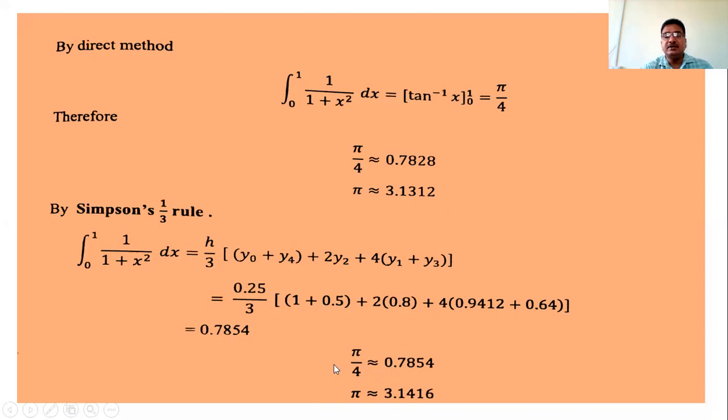If you find this answer by using Simpson's 1/3 rule, pi by 4 is the correct answer of this problem by the direct method, and the approximate answer by using Simpson's 1/3 rule is 0.7854. And if you compute pi by shifting this 4 to the right side, then we have the answer 3.1416. So by using Simpson's rule, we have a more accurate answer of pi than the trapezoidal rule. That is, the answer by Simpson's 1/3 rule is more correct than the answer by the trapezoidal rule.